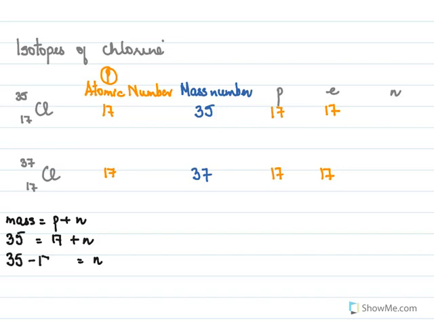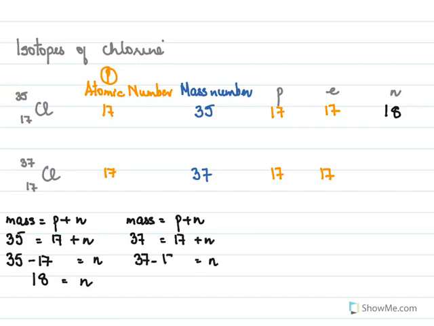So this is 35 minus 17, which is 18 neutrons. So here the neutrons are 18. Next, again, mass equals protons plus neutrons. The mass is 37, protons is 17. So we have 37 equals 17 plus neutrons. So neutrons is 37 minus 17, so 20 is neutrons.